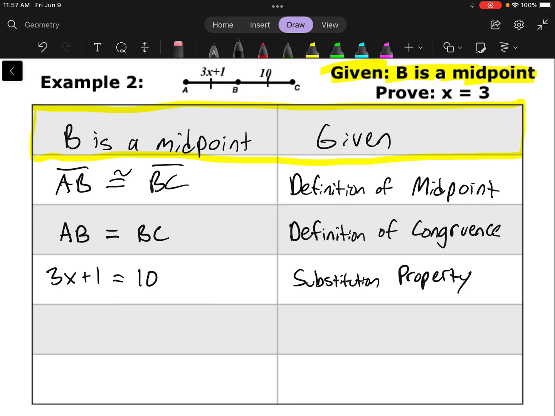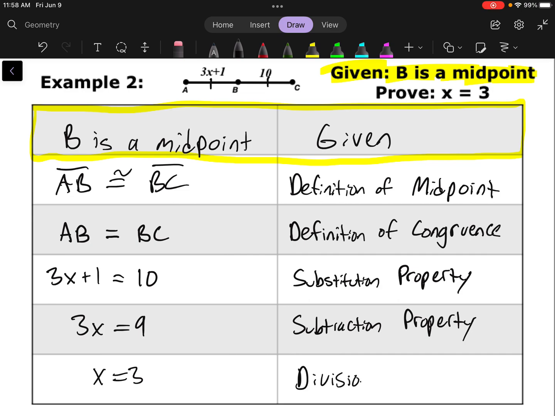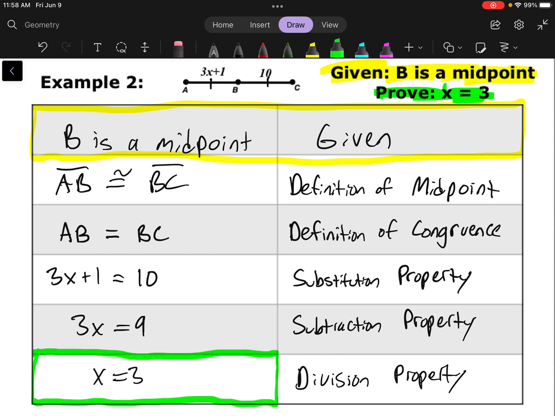Okay, so we went through the tricky part. Now we actually just have an algebraic equation, right? We set it up geometrically, we switched it over to the equal signs, and then we substituted in the algebra. Now I can just subtract the 1 from both sides. 3x is equal to 9. That's the subtraction property. And then I can divide by 3. And x is equal to 3. And voila, we have proved why x is equal to 3 by showing every single step along the way.